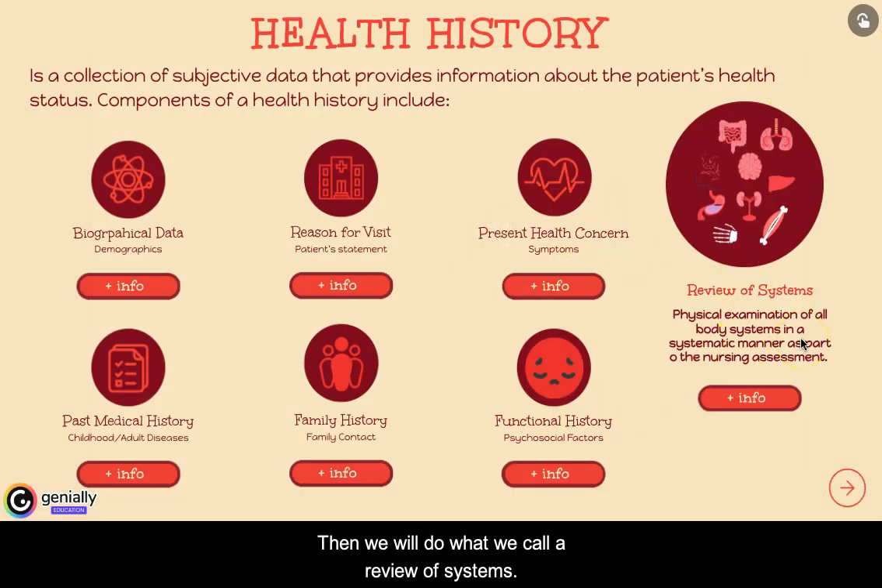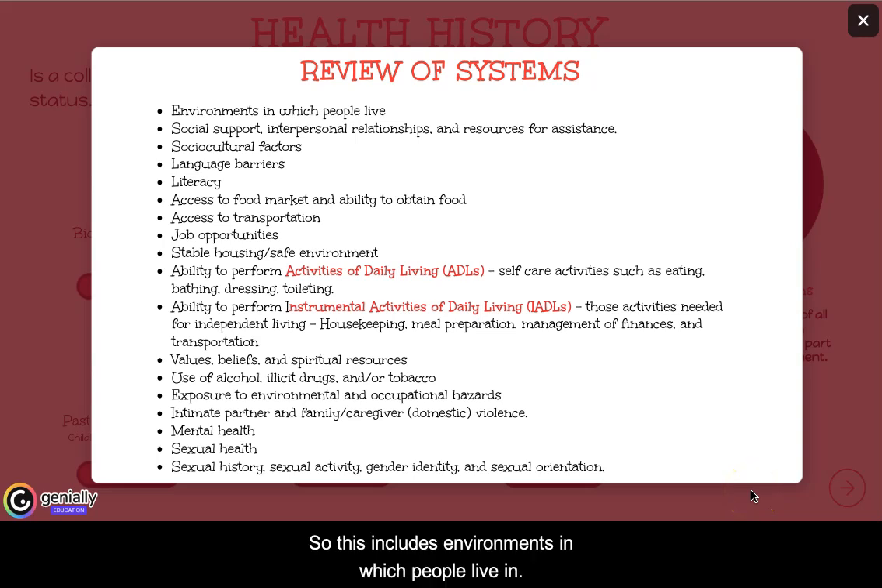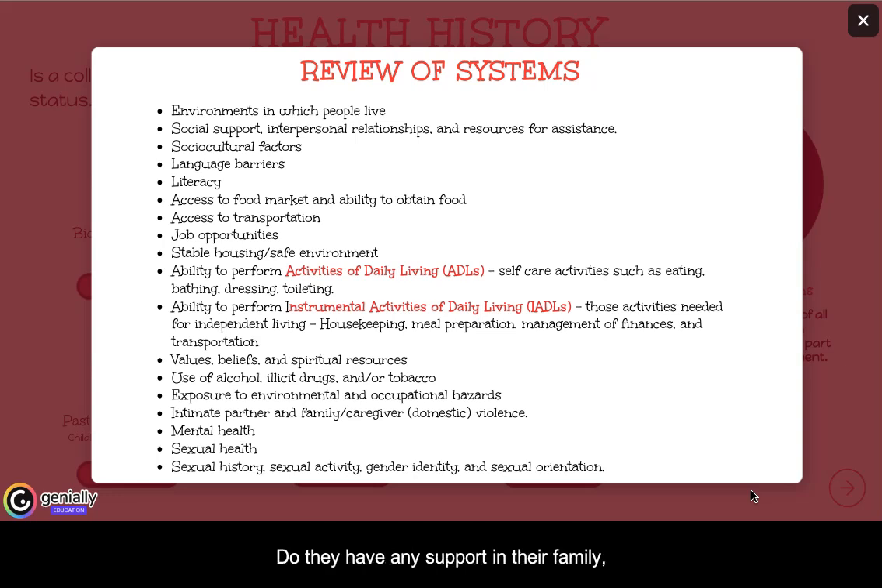Then we will do what we call a review of systems. This is a physical exam of all body systems, in a very systematic manner, and it's part of the nursing assessment. So this includes environments in which people live. Social support: do they have any support in their family, in their neighborhood?